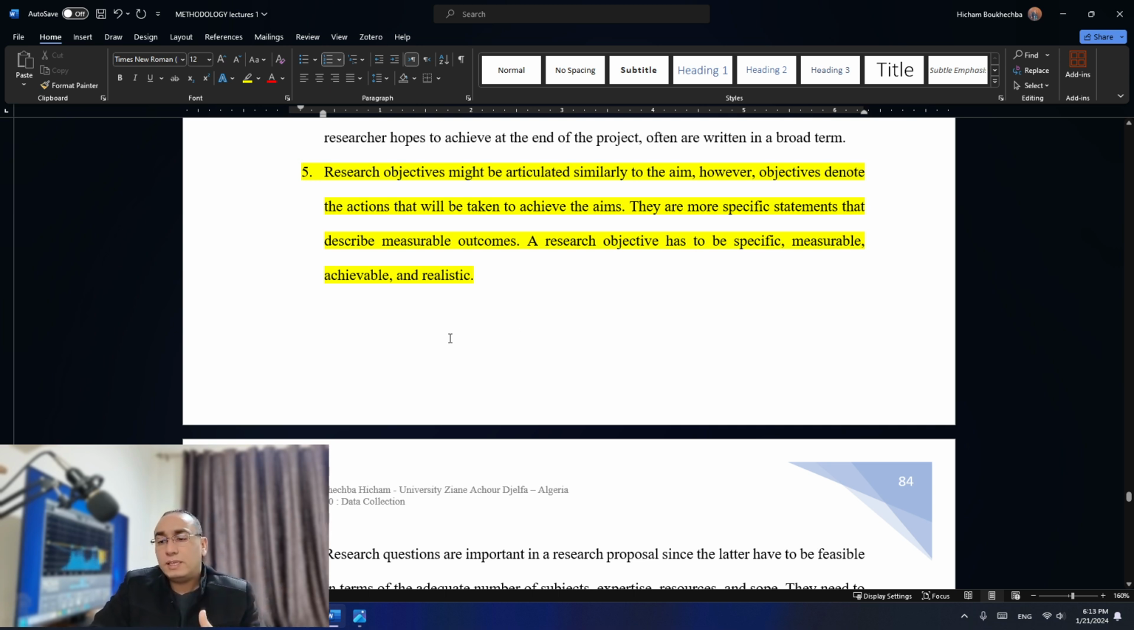So, for example, if I say the aim of my work is to enhance students' writing skills, okay, I would accept that, but still, how? And you tell me, for example, by adapting this particular method. Okay, this kind of is an objective. So by adapting this particular method, I'm going to enhance students' writing skills. So here it becomes something realistic, of course, something that we can measure.